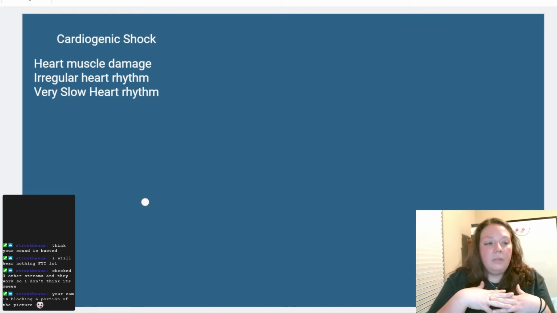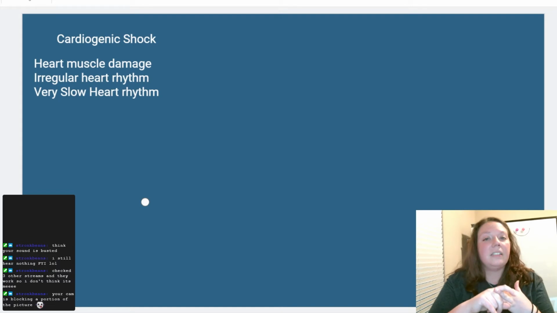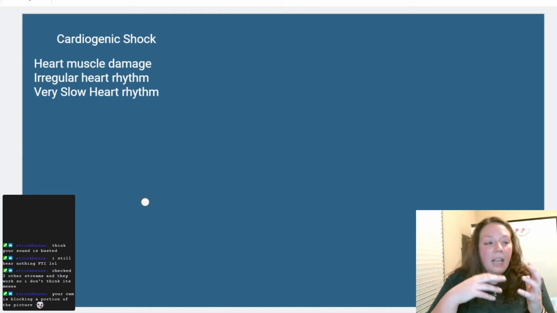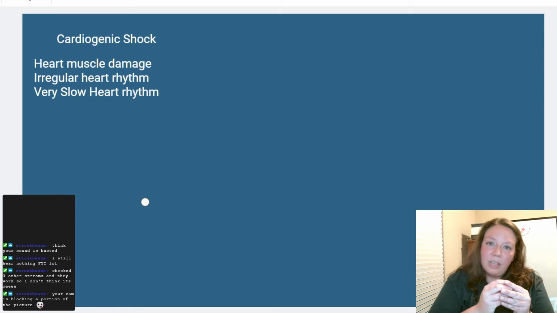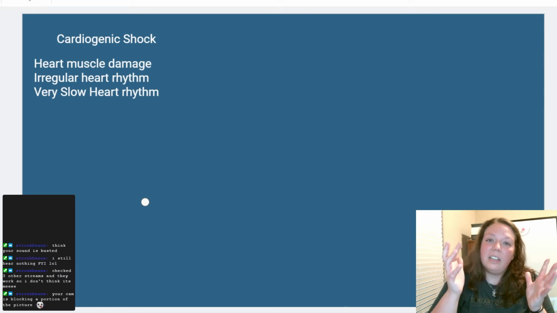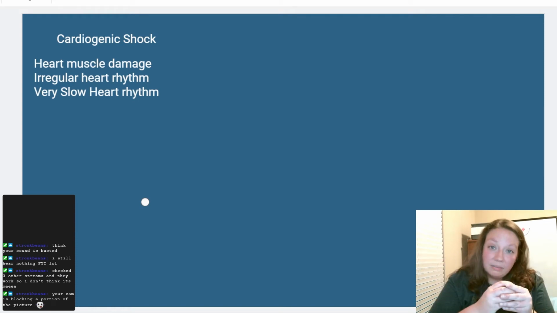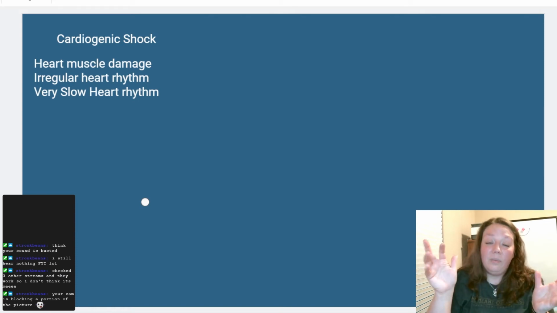Very slow heart rhythm. So this is not a marathon runner. This is not an elite athlete's slow heart rhythm. This is a very slow heart rhythm, probably in a very sick heart. And when you have a slow heart rhythm, think about it. You're pushing blood, but then there's nothing happening for a very long time. And you're pushing blood, then nothing happening for a long time.